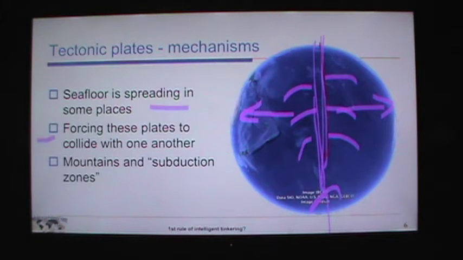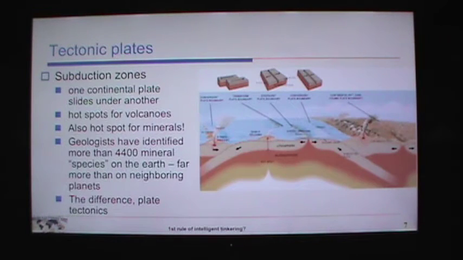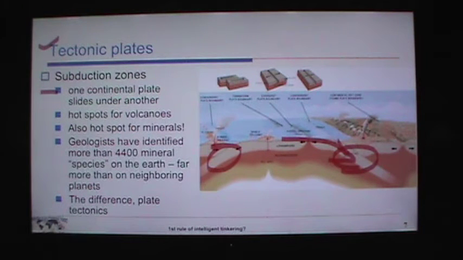What you have resulting from this are mountains that pop up where these two plates collide, and these subduction zones where one plate will go underneath another plate. This is a graphic of that process. Tectonic plates. So we have subduction zones where one continental plate will dive underneath another continental plate over on this side. And then you have mountains that pop up where one plate forces the other one up.